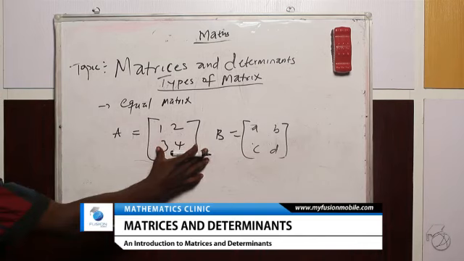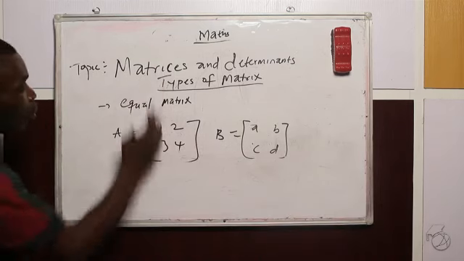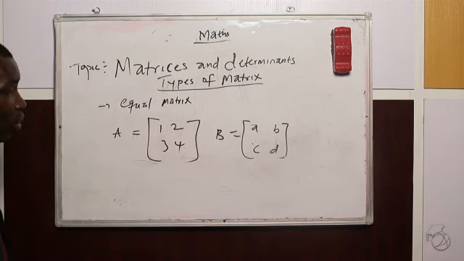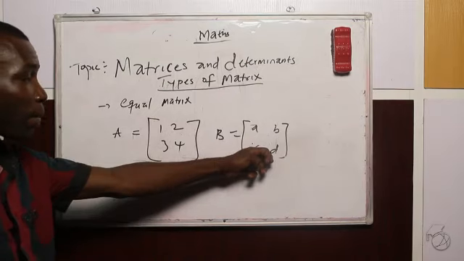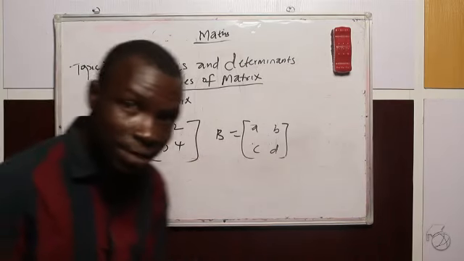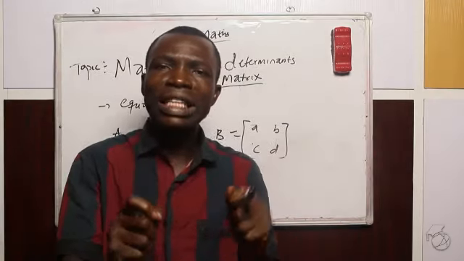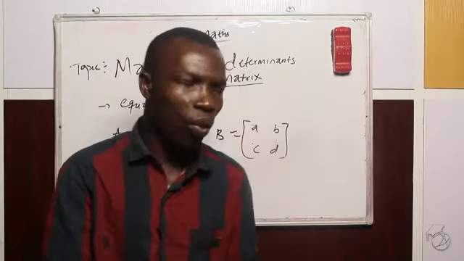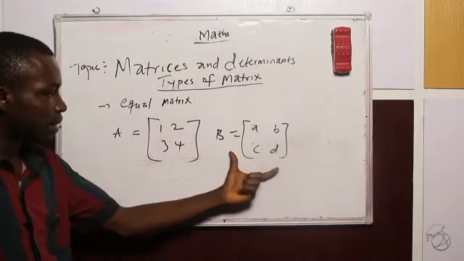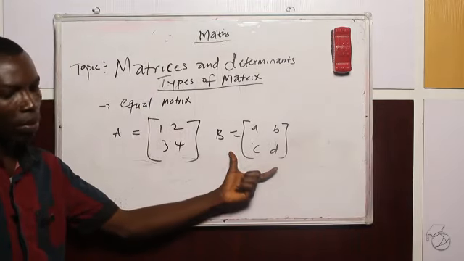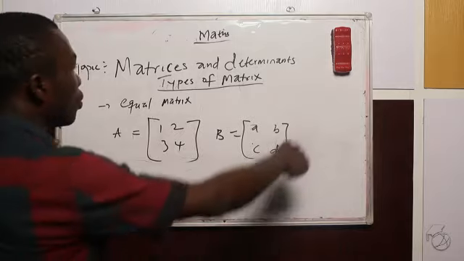So equal matrices have the same number of columns and rows, considering the elements in B. Equal matrix means that the corresponding elements in the two matrices are equal.